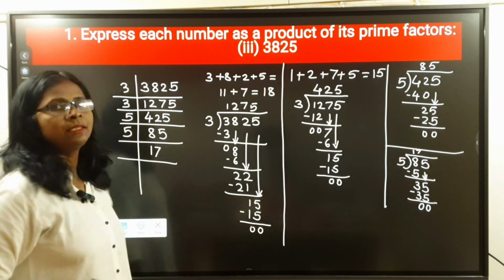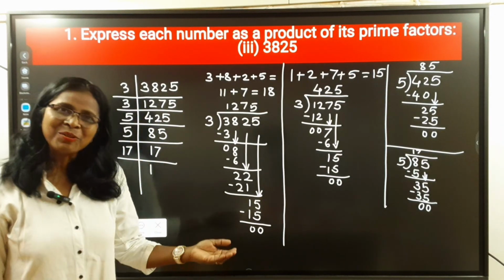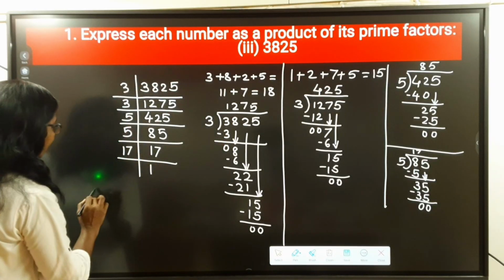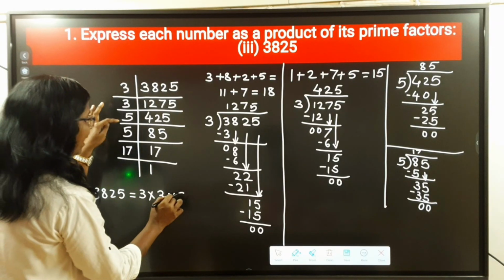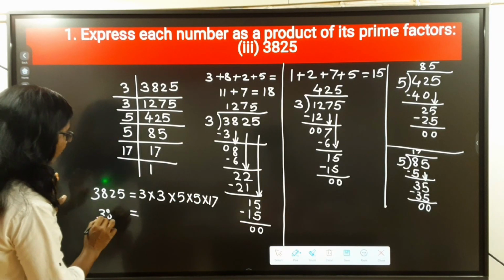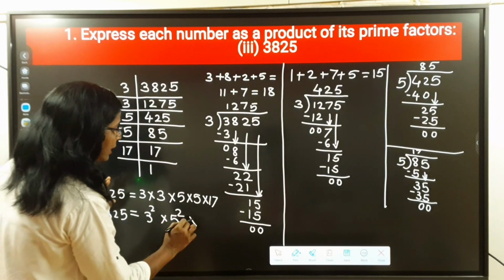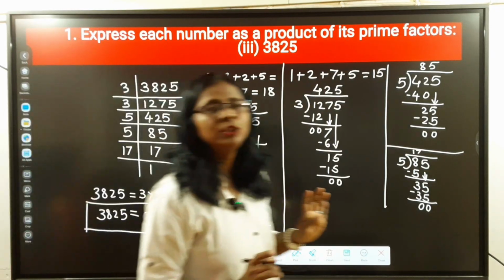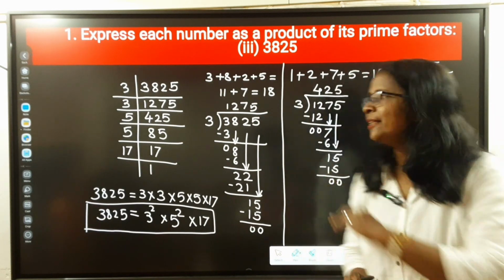Now 17 is a prime number. So I write 17 here. 17 ones are 17. So very easy. Now our final answer: 3825 is equal to 3 multiply 3 multiply 5 multiply 5 multiply 17. That means we can write 3825 is equal to square of 3 multiply square of 5 multiply 17. Okay students? These are the factors of 3825. Let us see the next example.